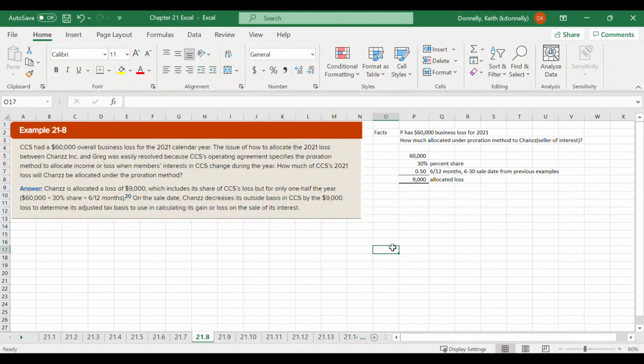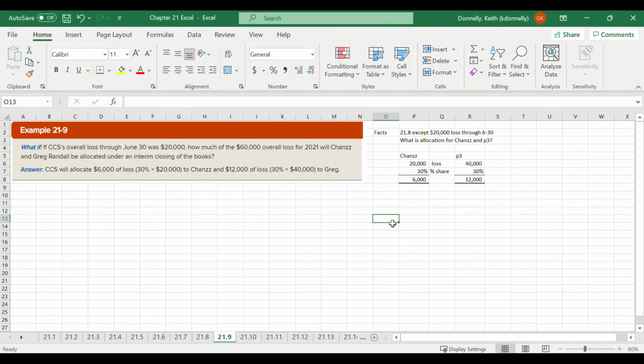So what we're going to do in this case is say, okay, there was a $60,000 loss. Me as partner one, I had a 30% share of that attributable to me. But I only owned my interest for half of the year, right? So I'm going to have half of what's attributable to me from the loss actually be allocated to me.